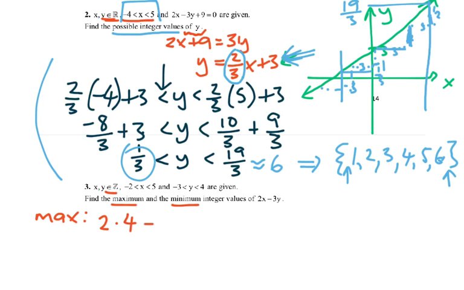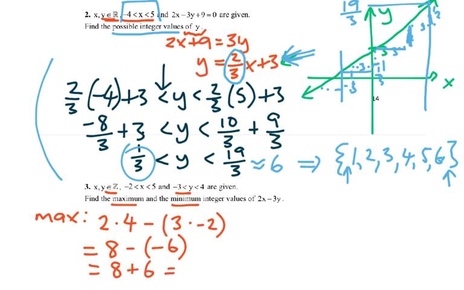Minus, now to make this really big, we want to subtract a negative value. So 3, the negative value for y, the smallest value here looks like it'll be minus 2. So if we calculate all of this, we get 8 minus minus 6. Actually, let's do that in an extra step. And if we add those together, 8 plus 6, we'd get our maximum value is 14.